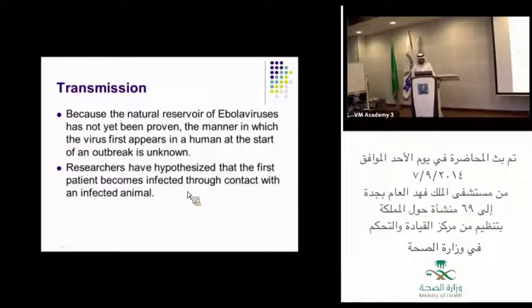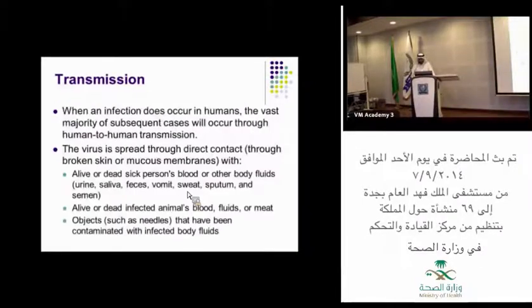Because the natural reservoir of Ebola virus has not been proven, the manner in which the virus first appears in a human at the start of an outbreak is still unknown. But we all believe that the first introduction of this virus is through contact with animals, okay? Even dead animals. After the contact with animals, the disease spreads really fast among humans.